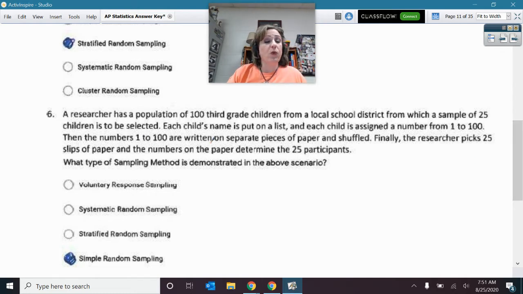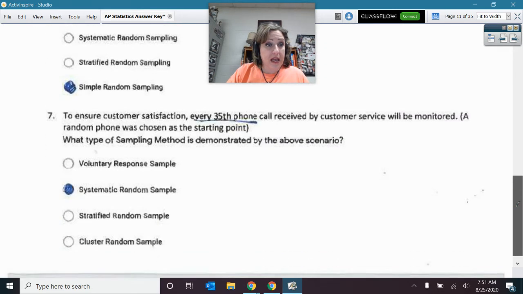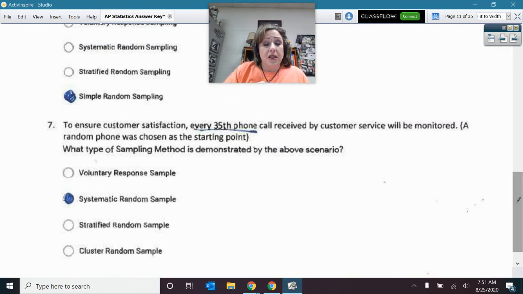All right. Here is the one with simple random sample. They numbered the children 1 to 100. It's just like putting them all in a big bag, shaken well. The papers were shuffled, okay? All the children had an equal chance of being chosen. All samples of size 25 have an equal chance of being chosen. Simple random sample. Number 7, to ensure every 35th caller. So they did start at a random starting point, and then it's a systematic. Next 35th, next 35th, next 35th, next 35th, systematic.